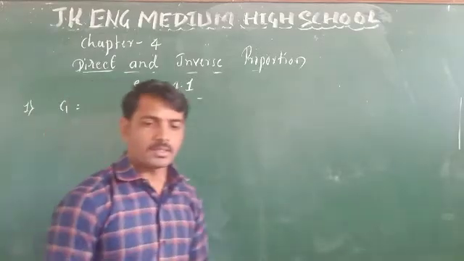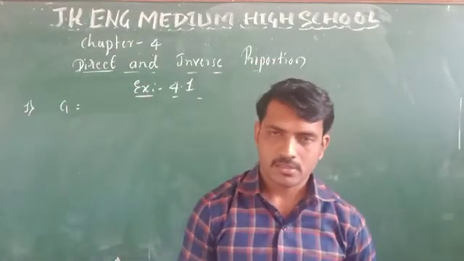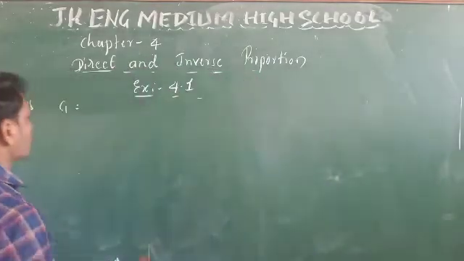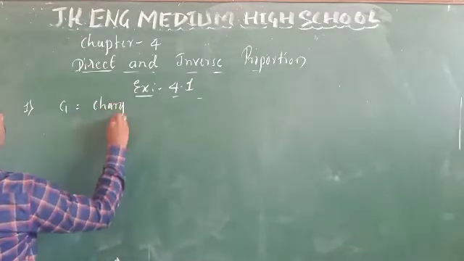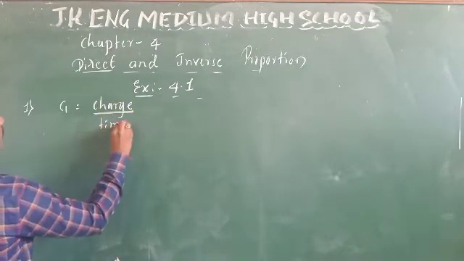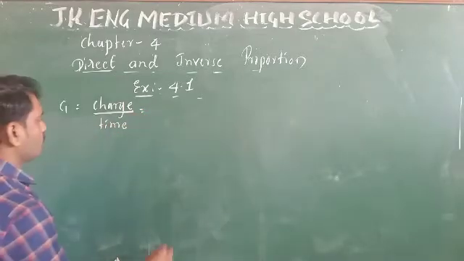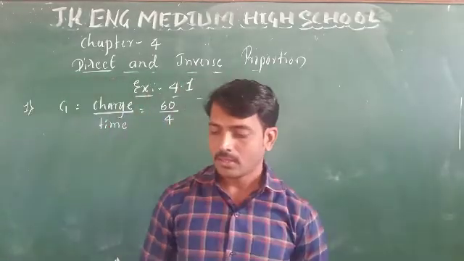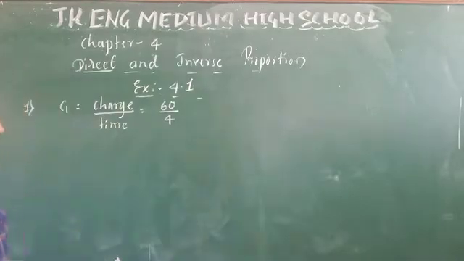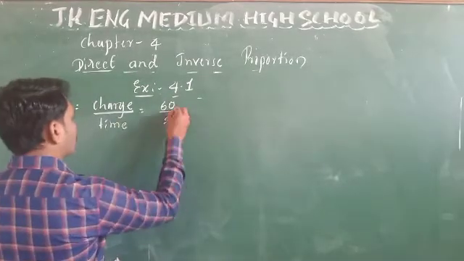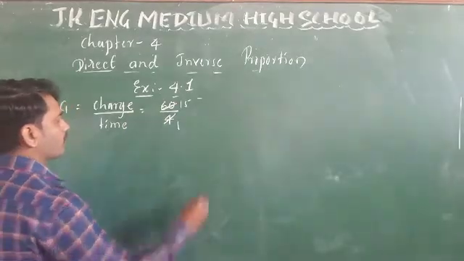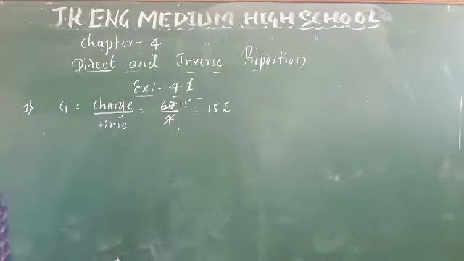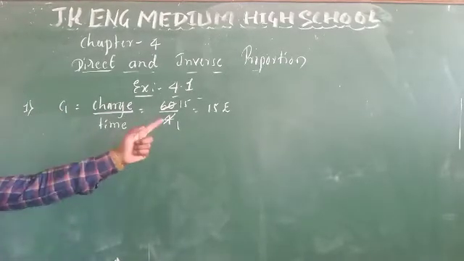C1 means the car parking charges of car number 1 per hour. So what is the charge? Charge divided by time. Correct? What is the charge now? 60 rupees divided by 4 hours. Understand? So for 4 hours he paid 60 rupees. For 1 hour it will become 15. Correct? So the cost of 1 hour for the car parking is 15 rupees.